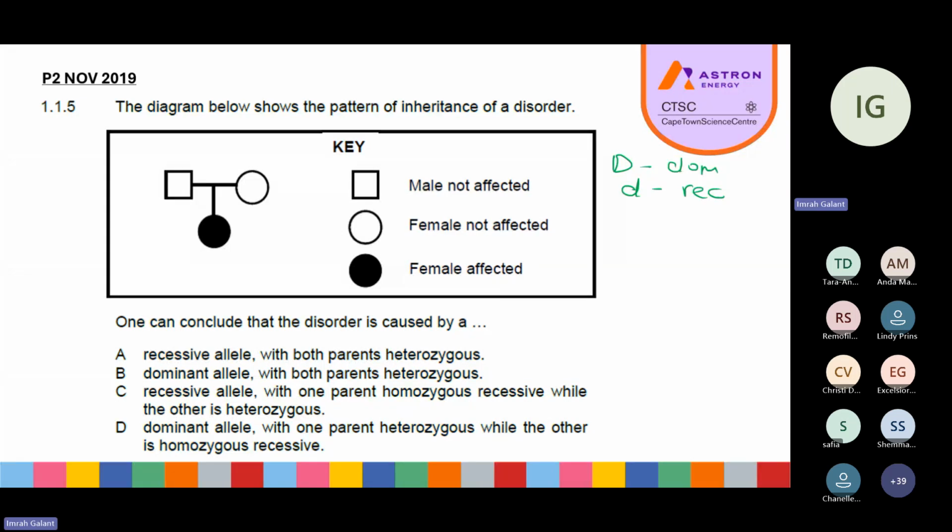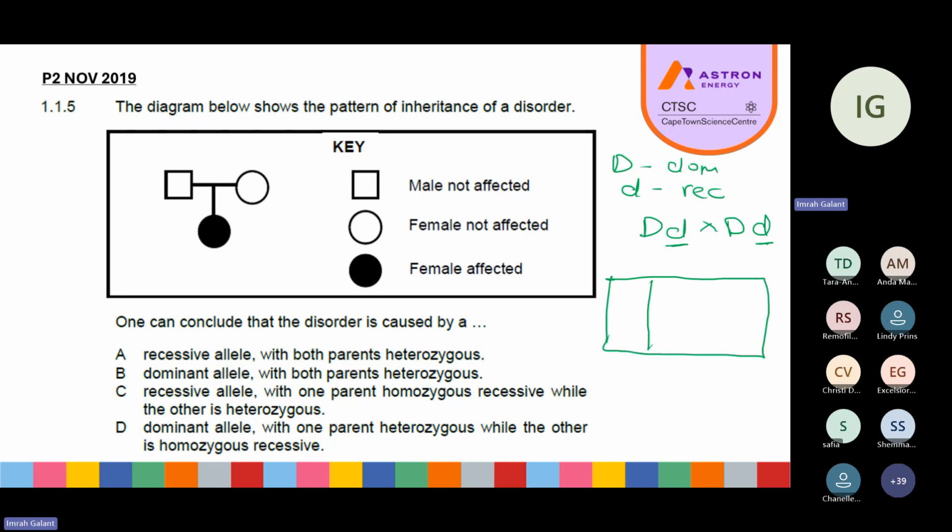So they're saying in A, the disorder is caused by the recessive allele with both parents heterozygous. So both parents heterozygous, D crossed with D, and the disorder is caused by the recessive allele, small d, meaning that both parents would not be affected, right? Because they're heterozygous. And if you do end up crossing this, you would have one of the F1 generation be affected. Okay, so I can just draw that cross for you guys if anyone's uncertain about this.